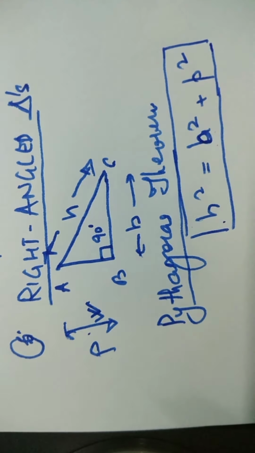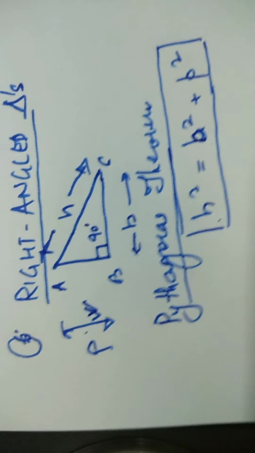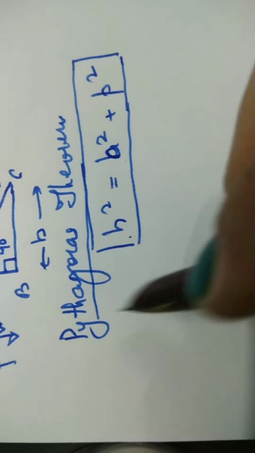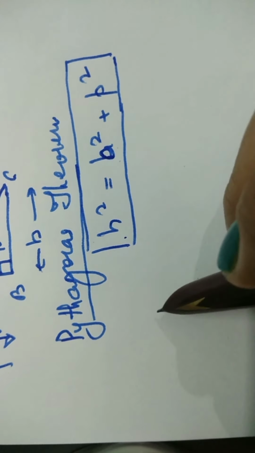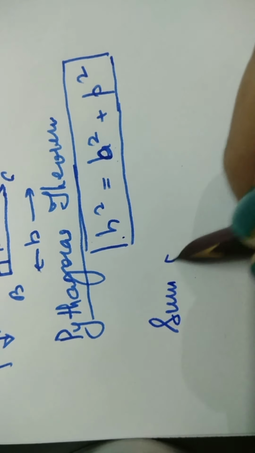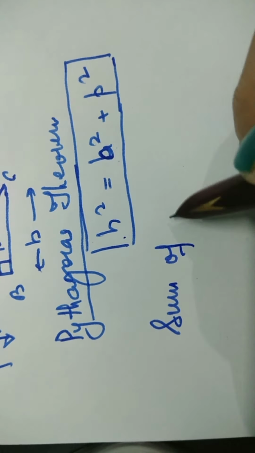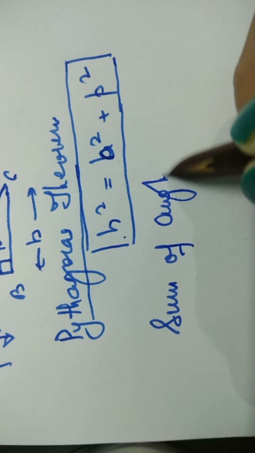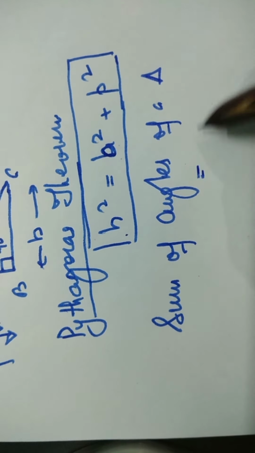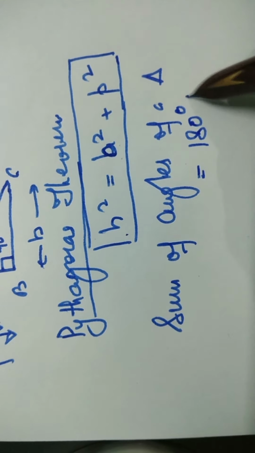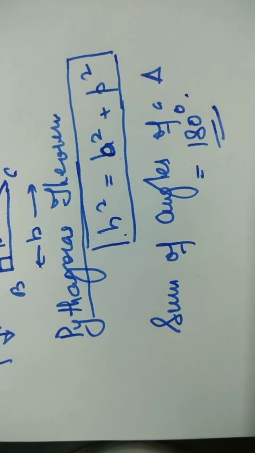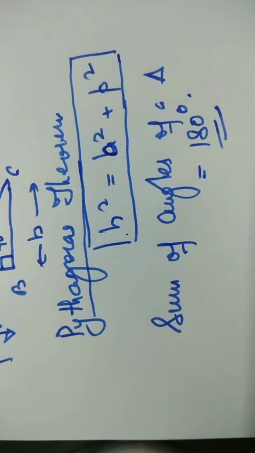One of the most important properties of all triangles you should know is that the sum of angles of any triangle is equal to how much? 180 degrees. This much you should know before we proceed to our next lesson.